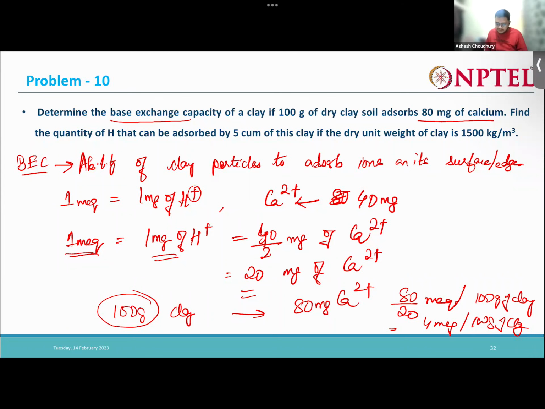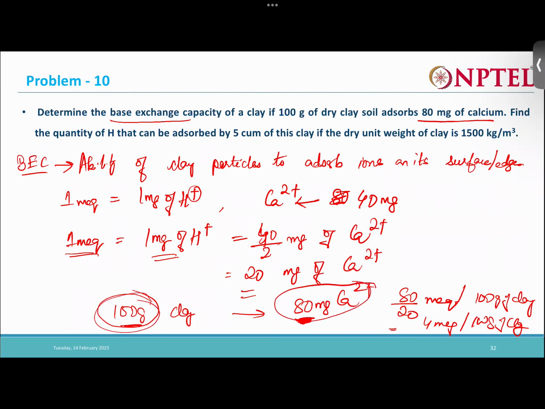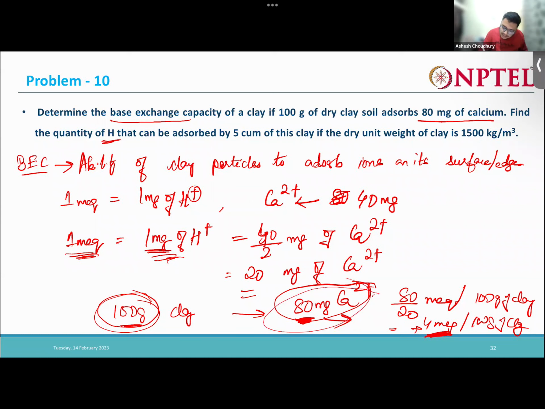So it was given to us that 100 gram of clay adsorbs 80 milligram of Ca2+. What we are doing is just representing this milligram in terms of milli equivalent. Why represent in terms of milli equivalent? Because 1 milli equivalent is 1 milligram of hydrogen. From there, we can find out the quantity of hydrogen.